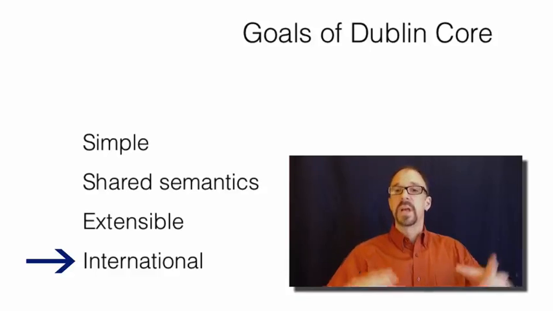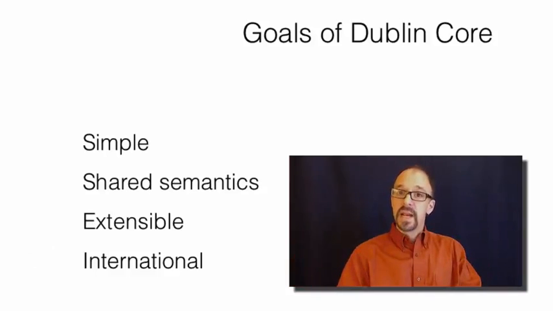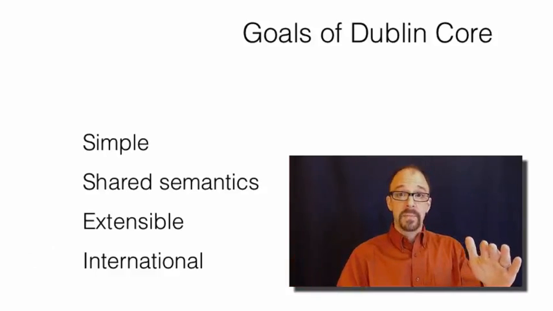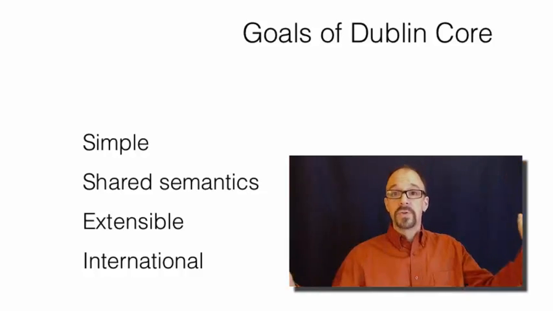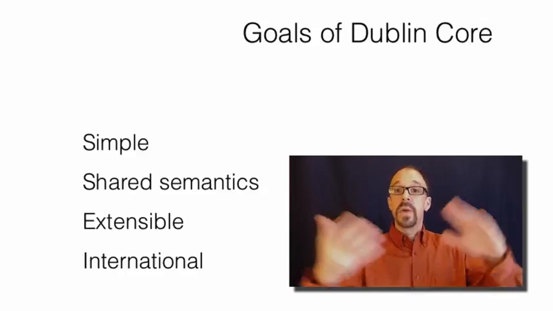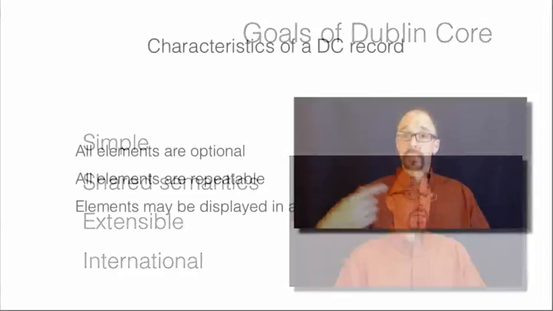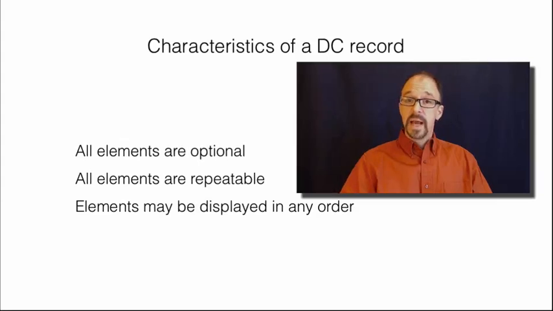Translation across languages. Simplicity, right? Very simple set of metadata elements, only 15, bear in mind, not the 100 million that might exist if you had a term for every different kind of creator in the world, right? So very simple, shared semantics, but with the option to extend those semantics as needed. In the next video, we'll get into depth in the 15 metadata elements of Dublin Core, and then we'll talk about how to create metadata records using those elements.